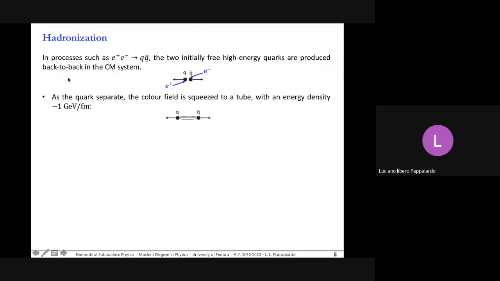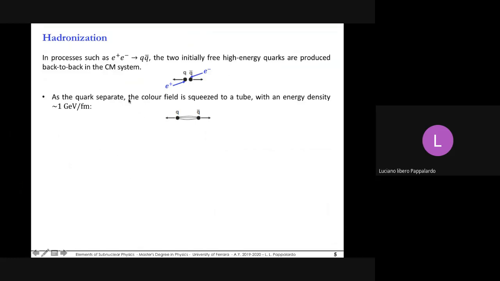Now, due to energy momentum conservation, the two initially free high energy quarks that are produced in this collision have to be produced back to back in the center of mass system. Okay, so the total momentum must be zero clearly. Now, what happens as these two quarks-antiquarks separate from each other?